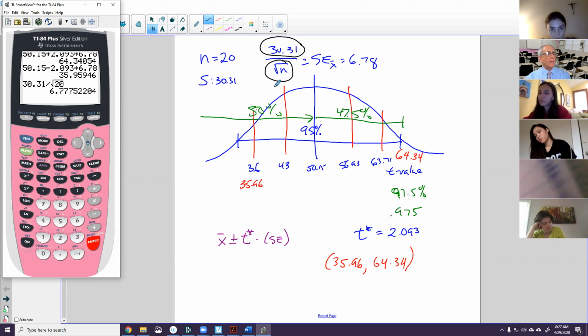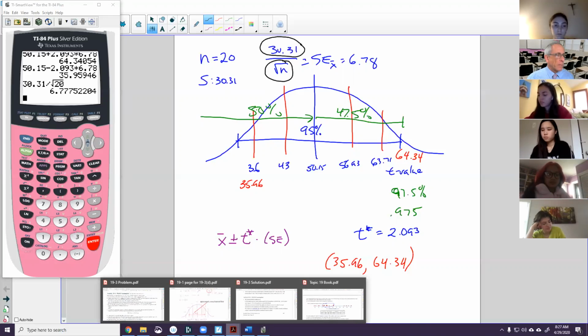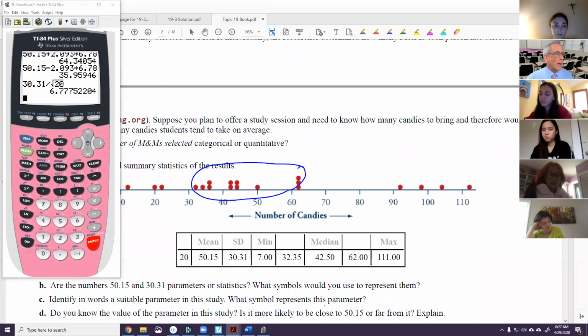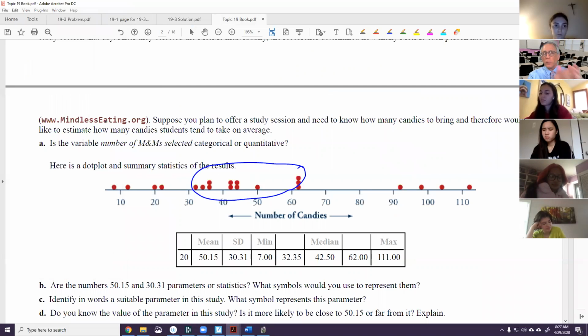Here, let me try this, Bella. I take a sample of 20, and I get a mean of 50.15 M&Ms, and in that single sample of 20, I have a standard deviation of 30.31. There's a pretty big spread. If we go back and look at the dot plot, you can see it's pretty spread out. It goes all the way from less than 10 to more than 100. It's a big spread there. That make sense to you?